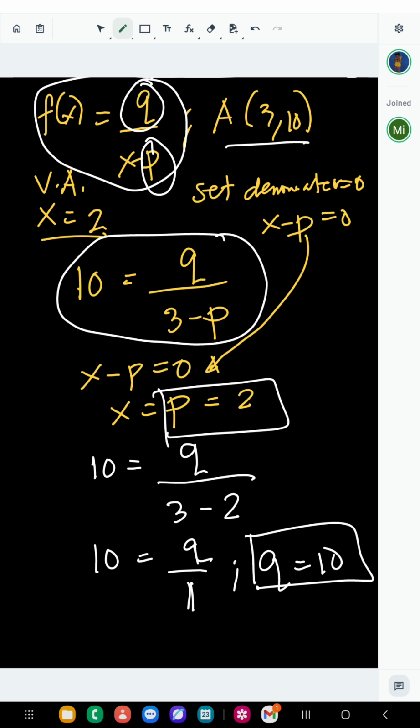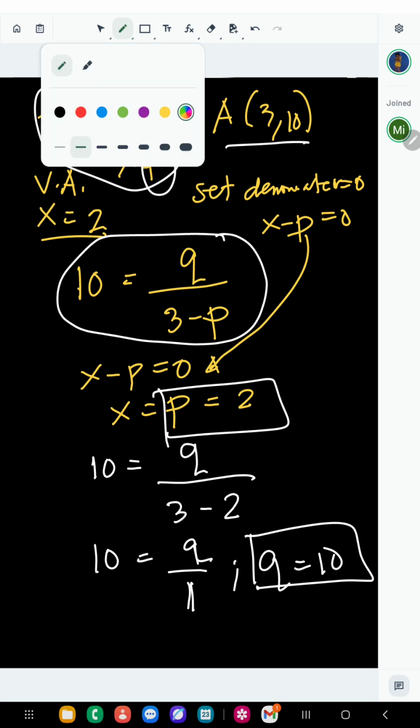For letter B, the graph of f of x is transformed as shown in the following diagram. The point A is transformed to, where's point A here? That graph is transformed to (3, -10). Give a full geometric description of the transformation. So the transformation here, we flip over the x-axis and the y-axis at the same time.